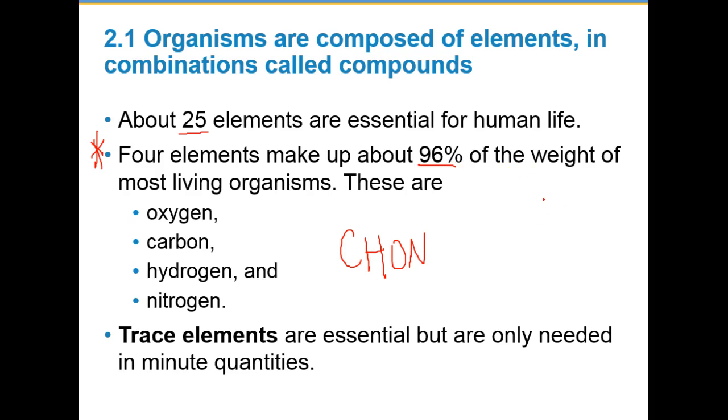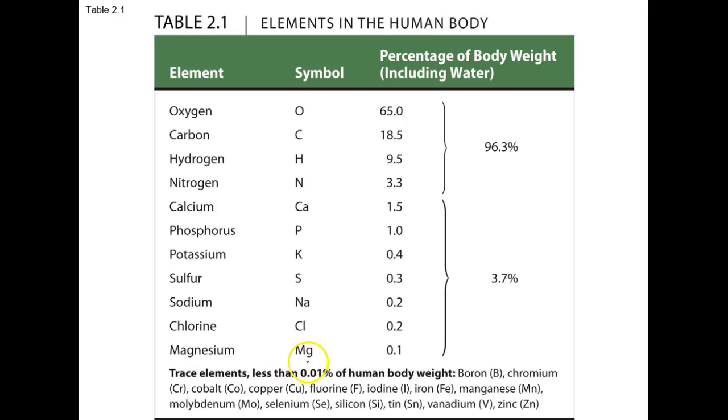As we get further through this unit, we'll talk about how those are related to really major things like proteins and carbohydrates and fats, and even DNA. They're all mostly made up of those. Alright, then we have trace elements, which are essential but only really needed in minute quantities. So you only need a little bit of those. You need them, but just a little bit.